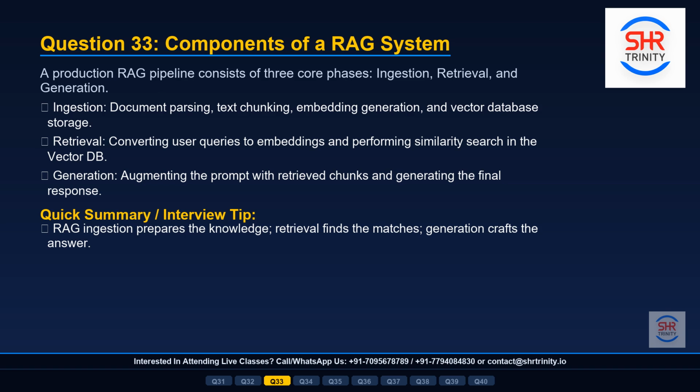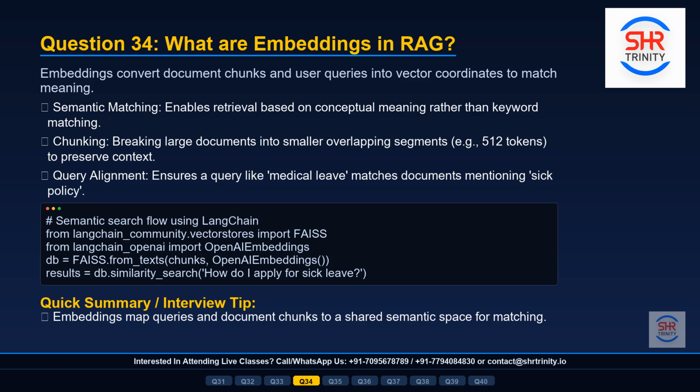Question 34. What are embeddings in RAG? In a RAG pipeline, vector embeddings are the foundation of semantic retrieval. Before documents are stored, they are broken down into smaller text segments called chunks, typically around 500 characters with minor overlap. An embedding model converts each text chunk into a high-dimensional vector.